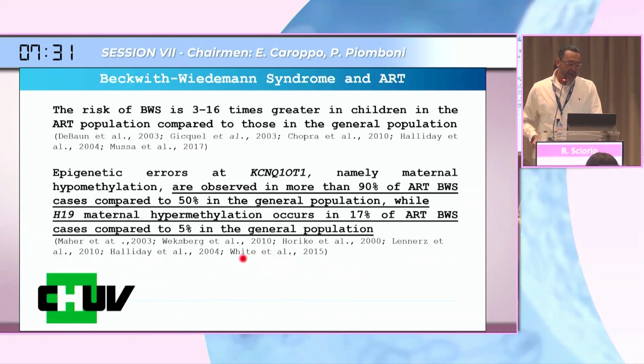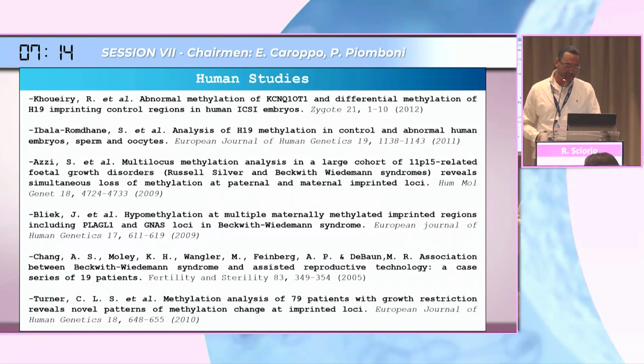This is again a different study. They found an increase of this alteration in H19 as well, with maternal hypermethylation in 70% of the babies born after ART who develop Beckwith-Wiedemann syndrome, compared with 5% in the general population.